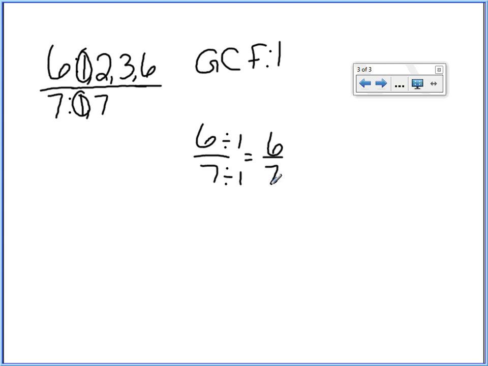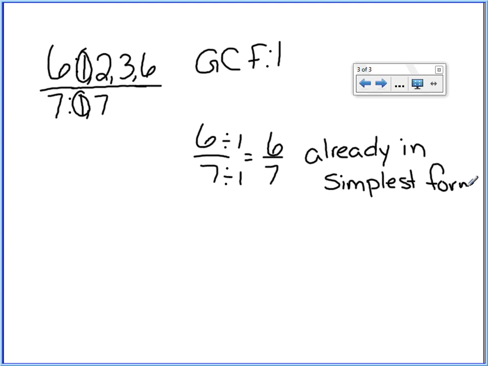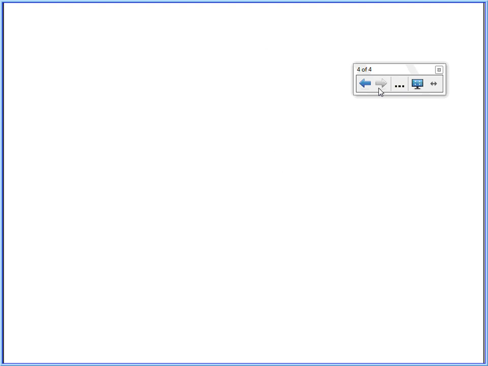That means that 6/7 is already in simplest form. If its GCF is 1, you don't have to worry about reducing it down. It's already reduced. We'll do one more.